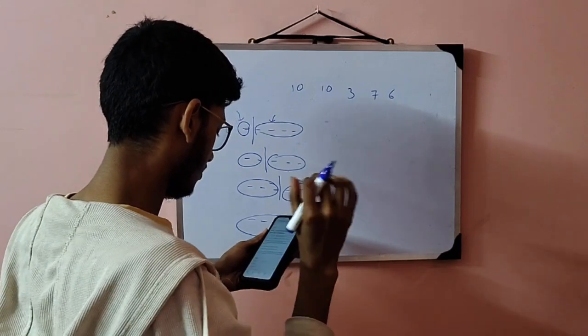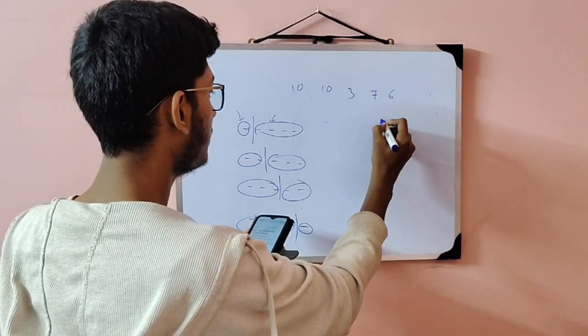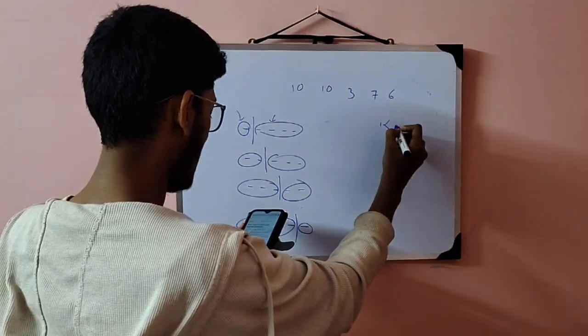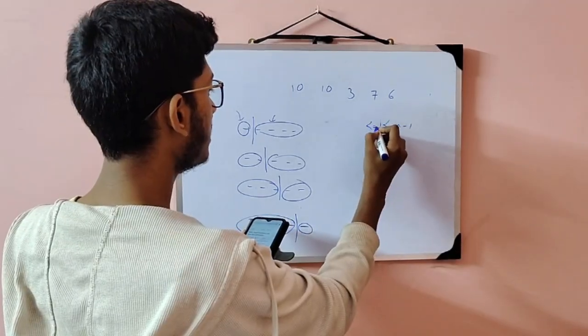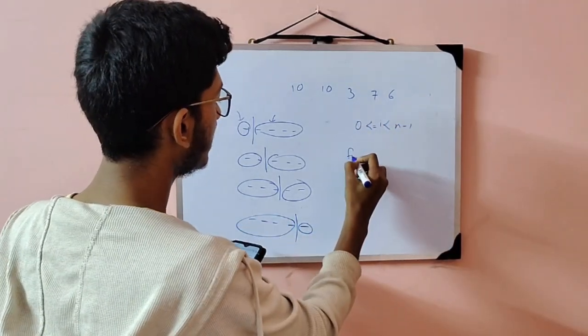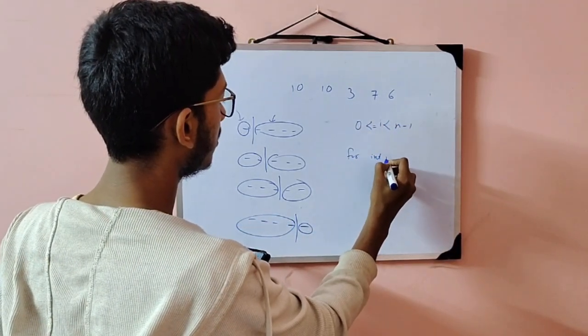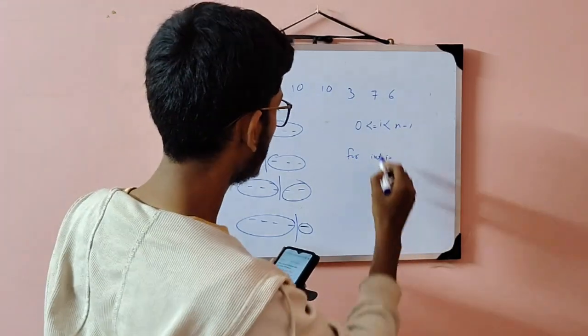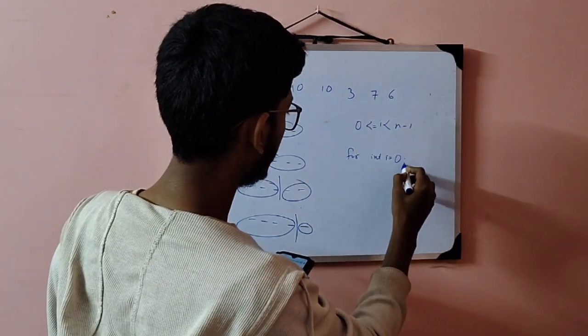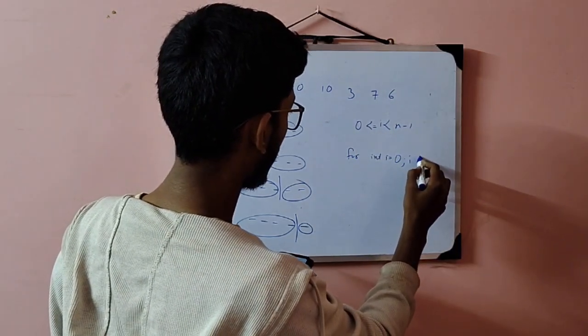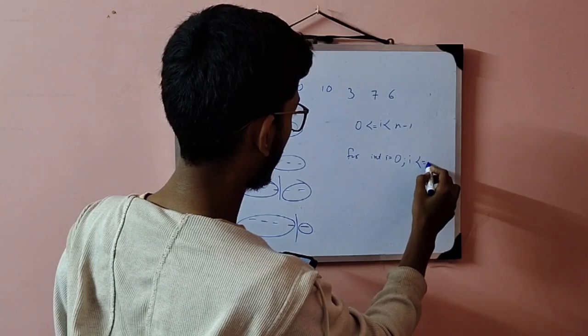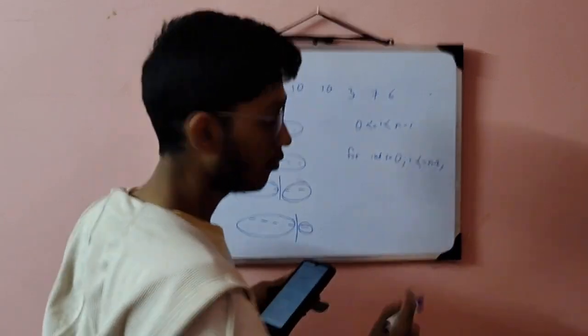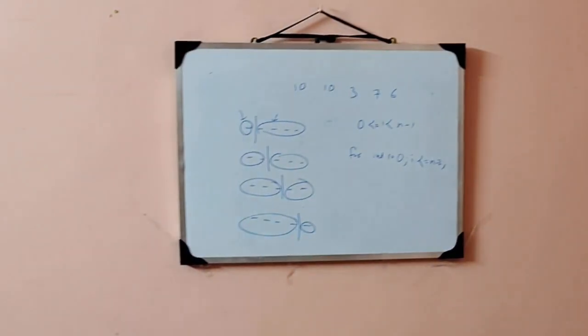Remember that i is between 0 and n minus 1. So we can run a for loop, i equals 0 to n minus 2. Why?